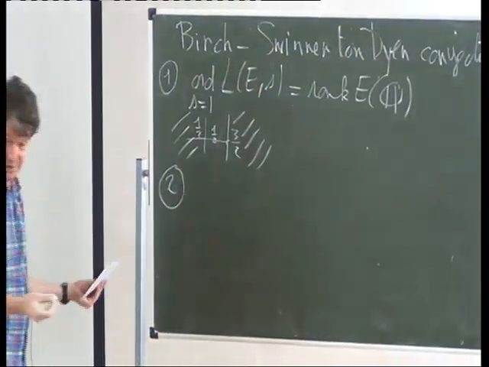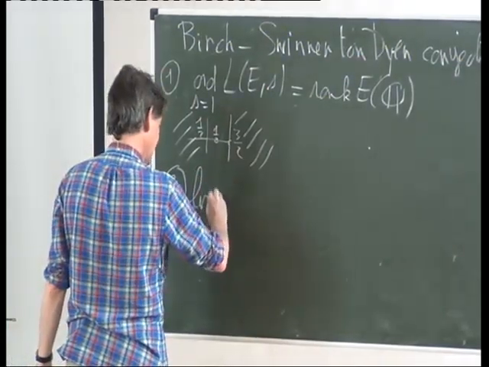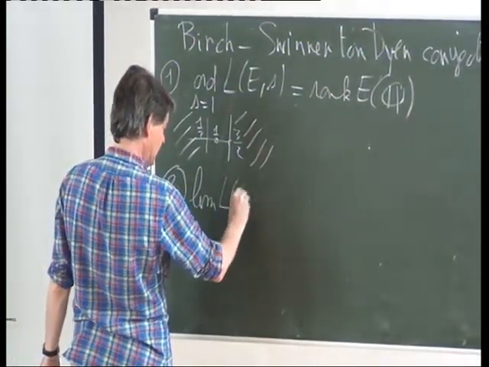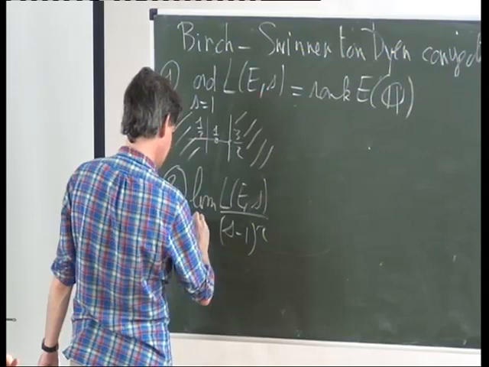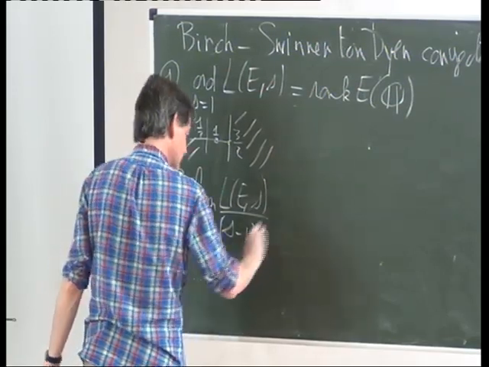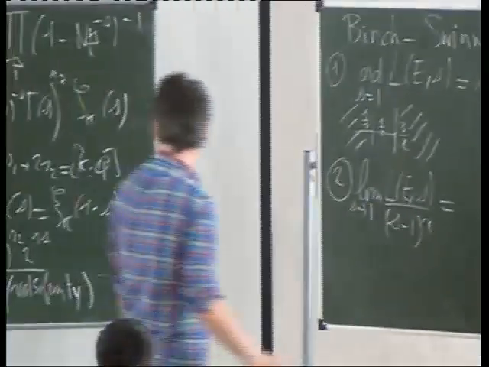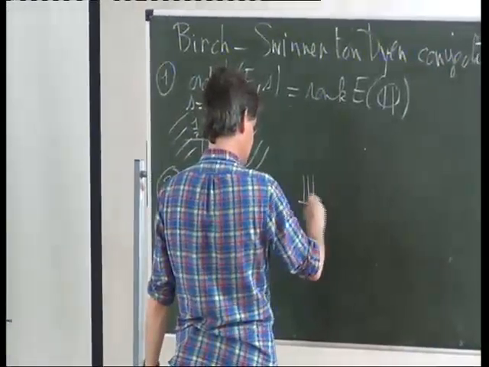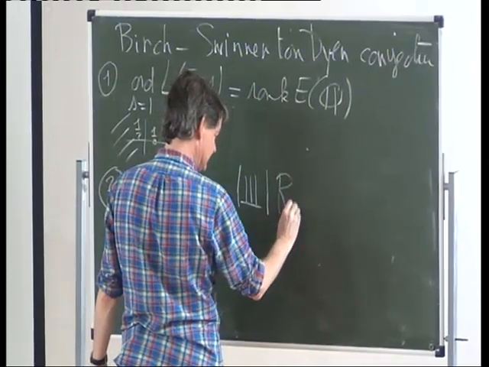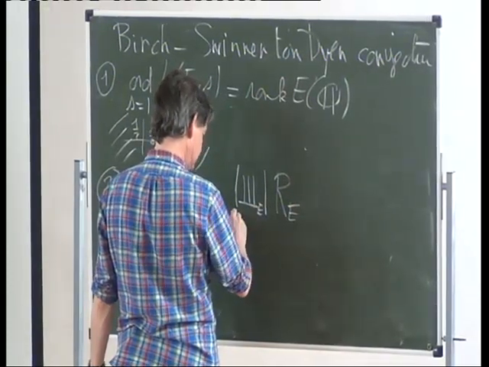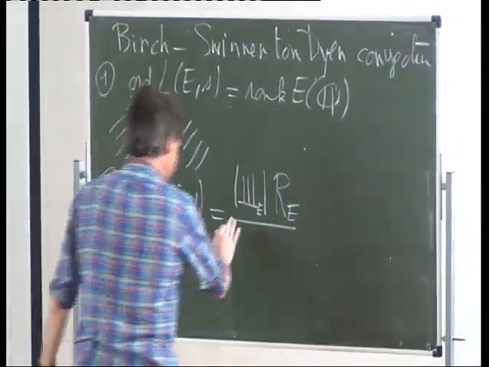So the second part of the conjecture gives the leading term. So the limit of L(E, s) over (s minus 1)^r as s goes to 1. So we have something here that is called the Tate-Shafarevich group. We have also a regulator. So I will write it like this.